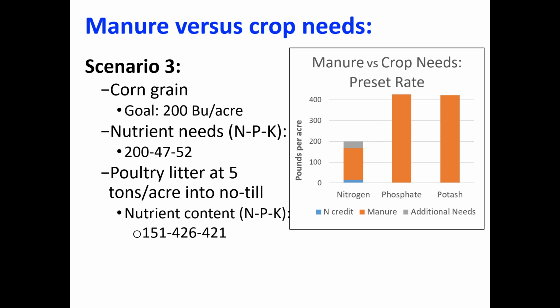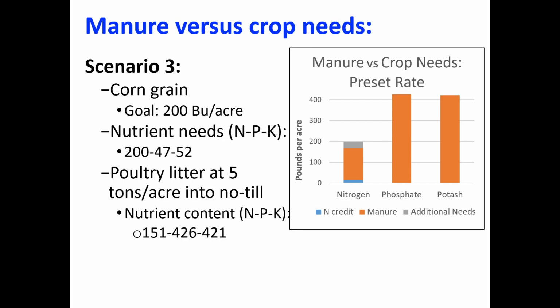Again, now you have the same yield goal, but very different needs, right? So you need nitrogen for sure, but also phosphorus and potassium. And in this case, the farmer wants to use poultry litter at 5 tons per acre. And you know that poultry litter is a rich source of phosphorus. We all know that. So when he's adding 5 tons, he's going to end up adding 151 pounds of nitrogen, which is good, right? He's going to need a little bit more from fertilizer, but not a whole lot. But look at the middle number.